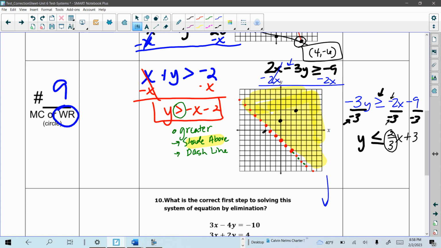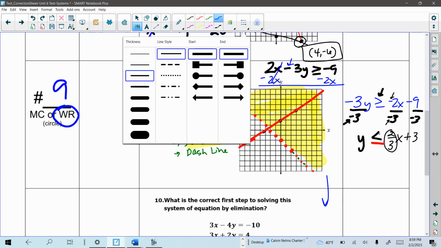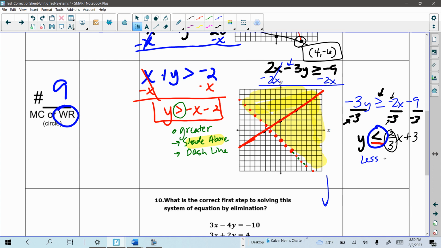Now, this inequality has this line underneath it, which means it's going to be a solid line through these points. Let me try to make this a little bit better, sorry. And because I have this symbol right there, that means less than or equal to. So if it's less than, it has to be below. This is what we're going to shade, or shade below. Let me shade it that way.